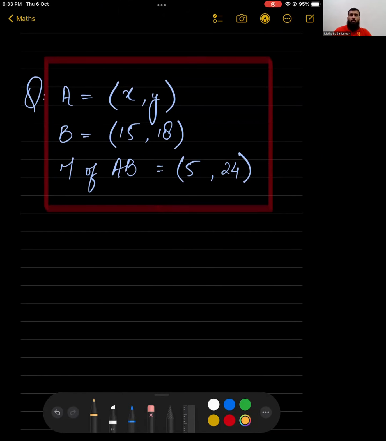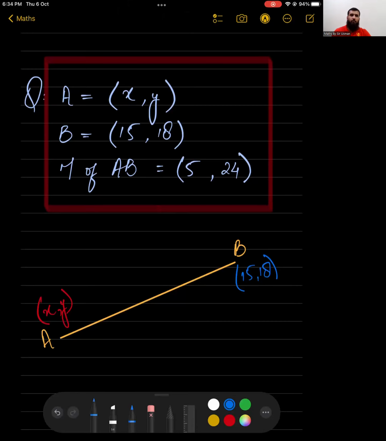So what you have got over here is that you have been provided with a line which is AB like this. This point is A and the other point is B. अब आपके पास दो points आ गए. You have got the first point as A, the last point as B. A के coordinates आपको नहीं पता है, so you'll write them as x, y. While the coordinates of B have been provided, जिनको ये कह रहे हैं 15 and 18.